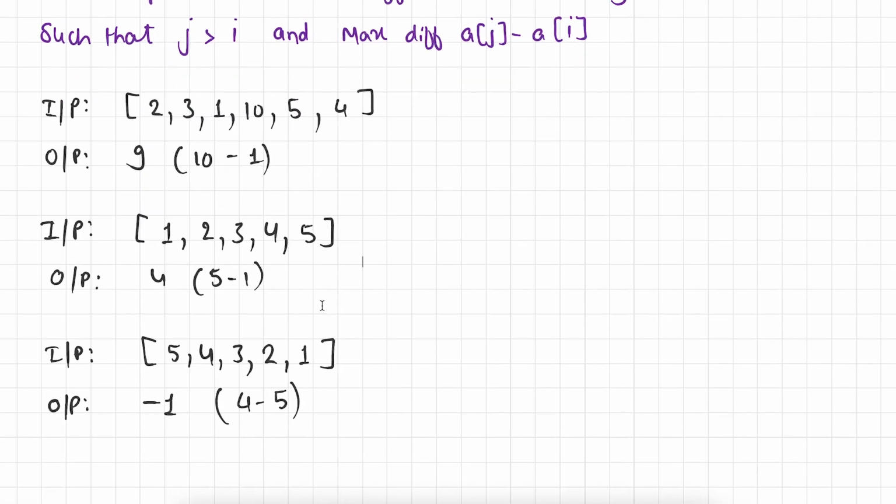Okay, let's see the next example. Here in this example, all the numbers are arranged in increasing order: 1, 2, 3, 4, 5. When numbers are arranged in increasing order, you always get the maximum difference when you subtract the first number from the last number. So 5 minus 1 is 4. Other than this pair, you always get a number that is lesser than this number.